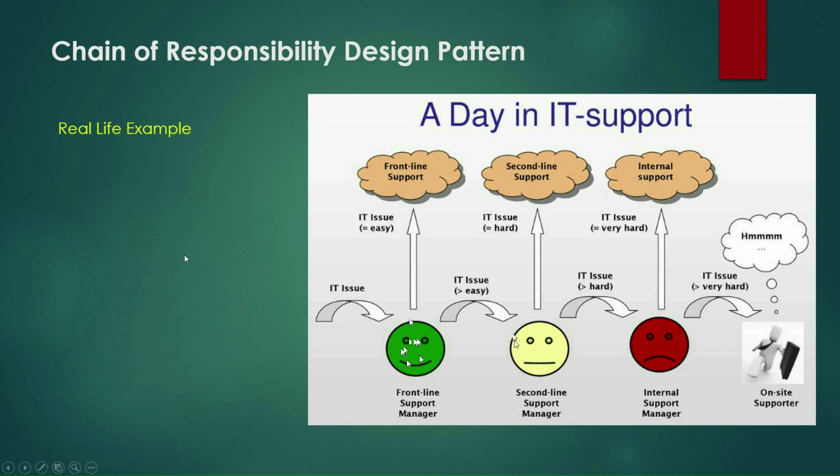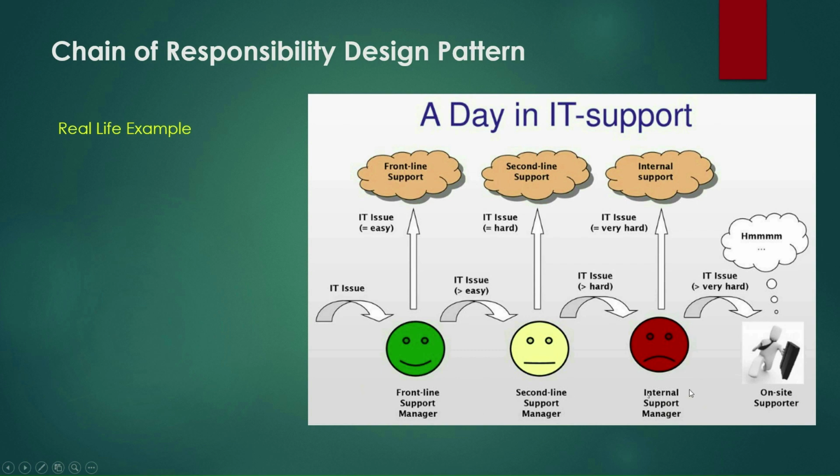If the second line support manager is able to handle the request, then fine, right? If the second line support manager is not able to handle the request, then it will go to the next line of the team. That will be the internal support managers, and these people will try to handle it. If finally it cannot be handled, then the on-site support people will start looking into it. So we have different objects like the frontline support manager, second line support manager, internal support manager, and on-site support manager.